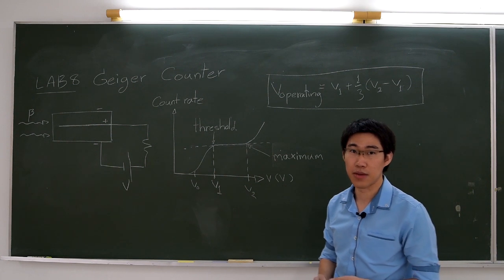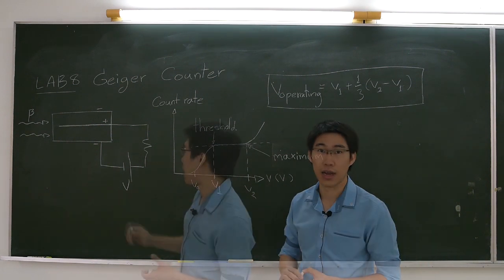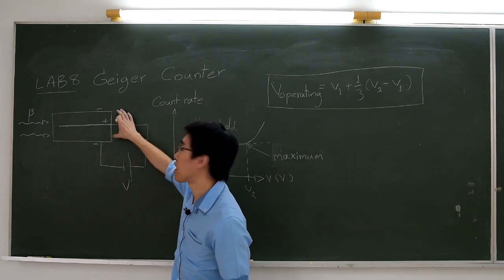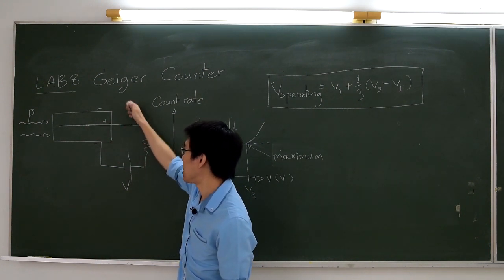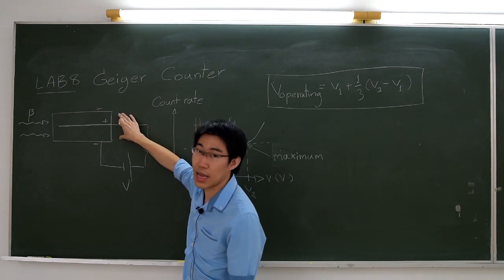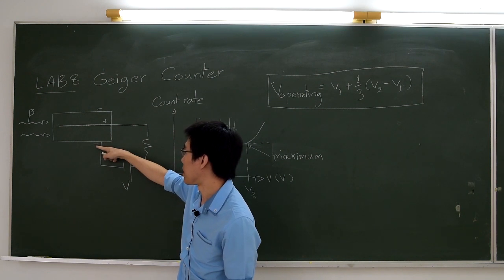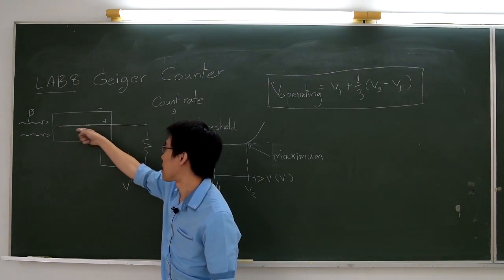The Geiger counter tube is the device that we can use to measure radiation. The Geiger counter tube consists of a wire with positive voltage and a cylinder wall with negative voltage. And the tube is filled with an inert gas.